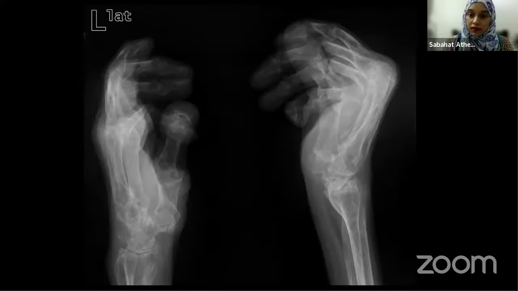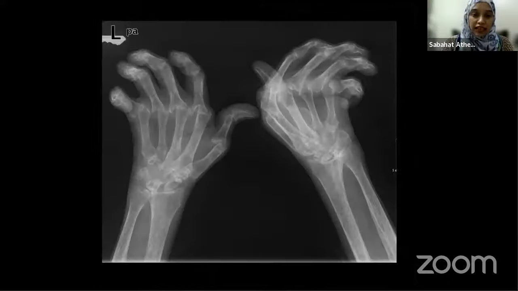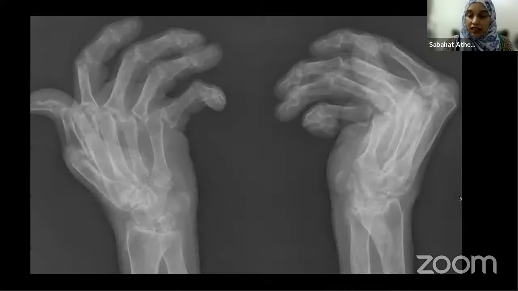Okay, moving on. What can be the typical name which we use when we see such advanced cases of RA? Okay, so what we are seeing here is a case of arthritis mutilans.